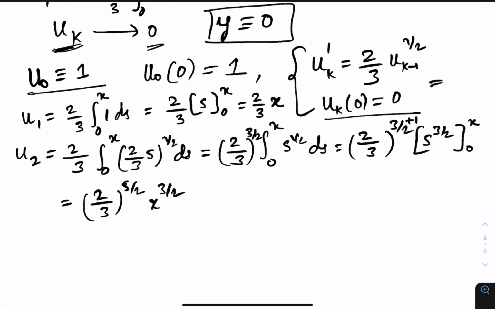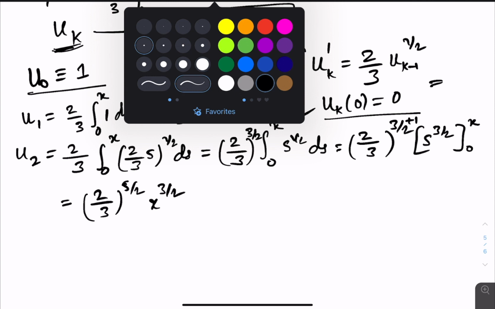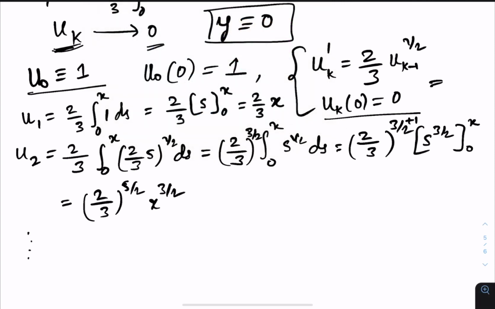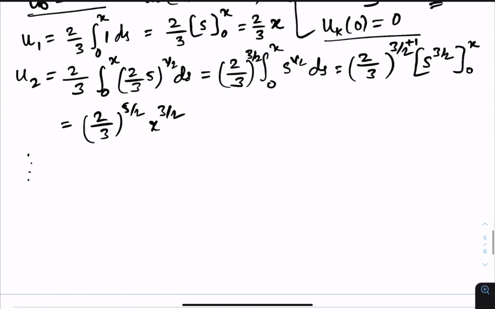So you can keep going on like this, right? If you keep going on like this, finally you will notice, I'm not going to do it, I'm going to let you check for it yourself. So if you keep going on, you are going to see that uk is some ak x to the power bk, right?